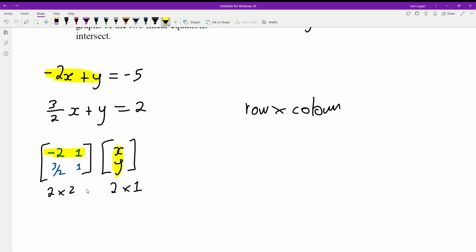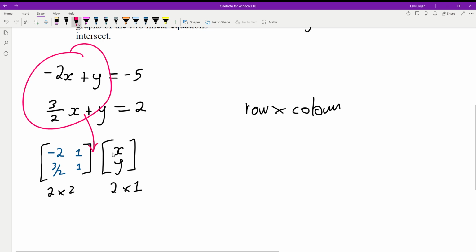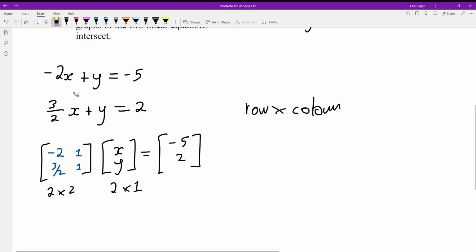And if I also did row times column, this will also produce that guy there. So this is still exactly the same mathematically as these two here, pretty much. Okay, now this side here we can just write as negative 5 and 2. Hopefully you can see how I've gone from that setup to this form here. All we've done is gone from a linear system with two lines to a matrix where we have the information stored into one.